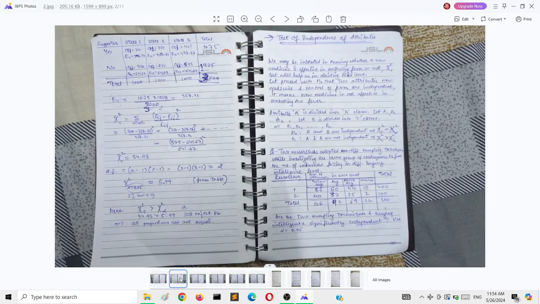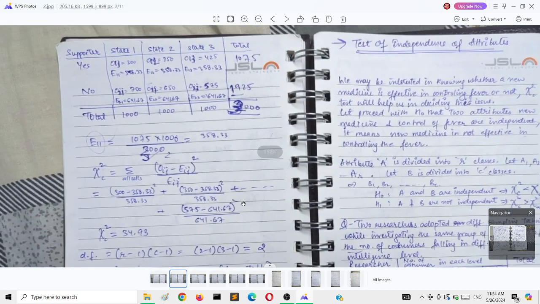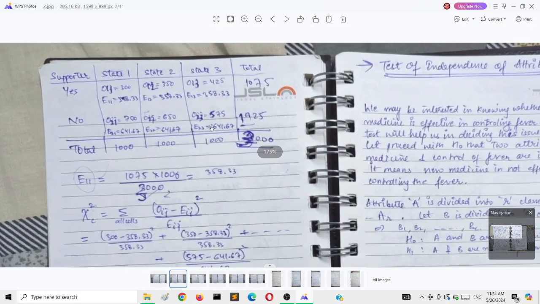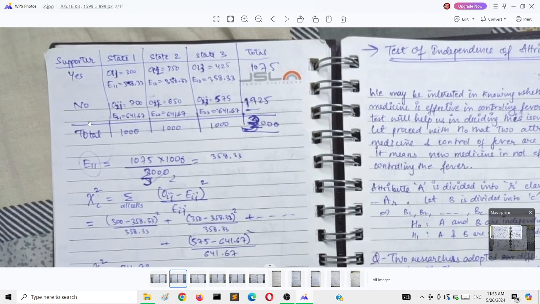Okay, so here is a numerical. How will we exactly do it? Here we have supporters in the states. In this table we have the supporters: yes, no, and State 1, State 2, State 3, and then the total. So we have O 1 1, and then O 1 2 and O 1 3.